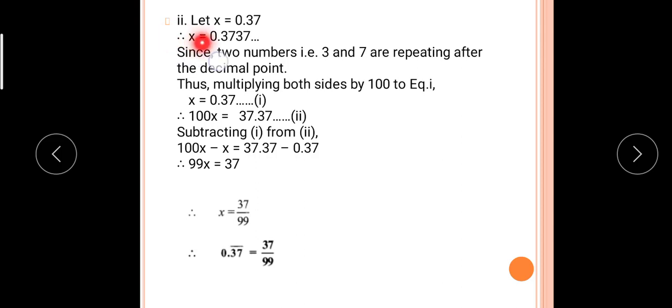Now, let x is equal to 0.37. If you observe, 37 is in a recurring type, meaning after the decimal, 2 digits are recurring. If 2 digits are recurring after the decimal, then we have to multiply by 100. So first, what is given? x is equal to 0.37, a recurring type.